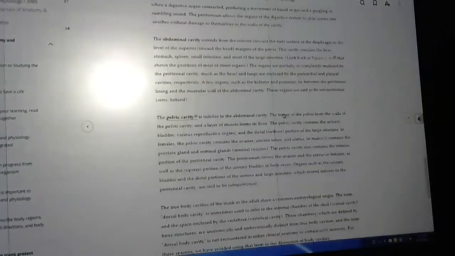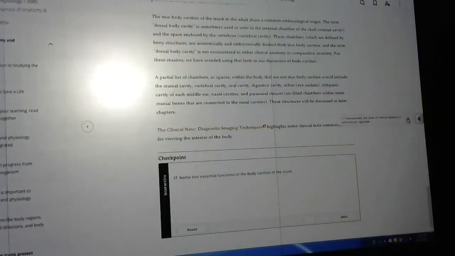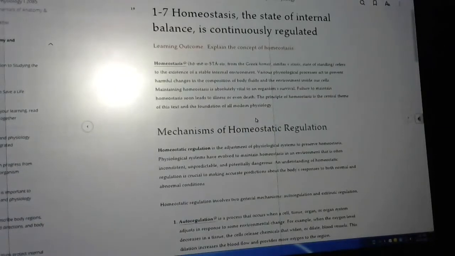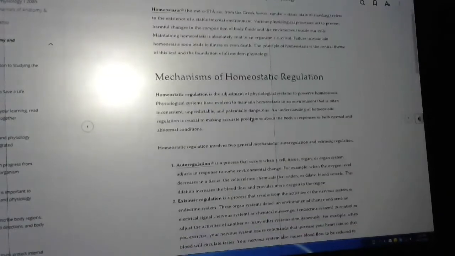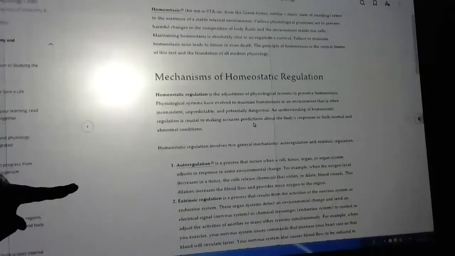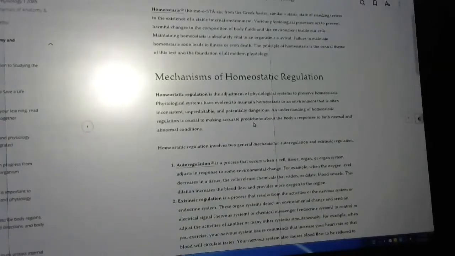All right. So this goes through and describes your different cavities: there's your abdominal, there's your peritoneal, there's your pelvic cavities. Let's move on. Make sure you read all this. Homeostasis, the state of internal balance and continuously regulated. This is the definition of what stuff is that is alive. Homeostasis is dynamic equilibrium. In other words, it continually changes. It's dynamic, right? Moves up and down, but it actually has to have a set point. It has to stay someplace where it works. Okay.